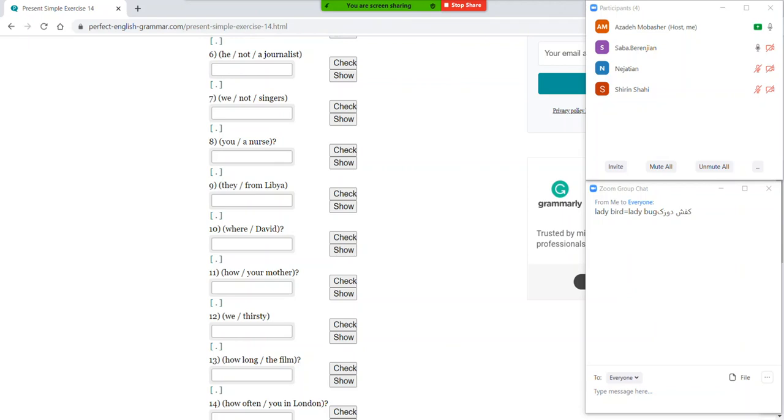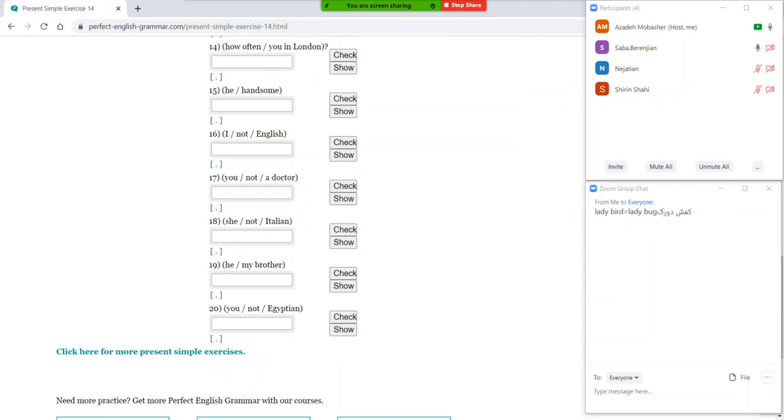Number 11, how is your mother? Okay. Number 12, are we thirsty? Yes, we are thirsty. Number 13, how long is the film? Number 14. How often are you in London? In London, no, just London. How often are you in London?